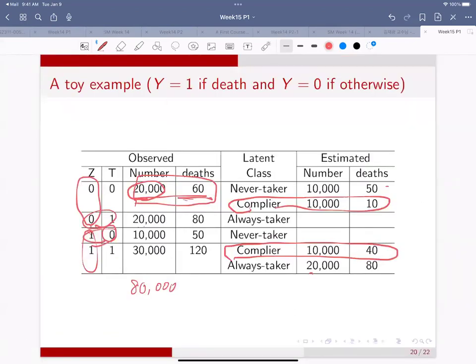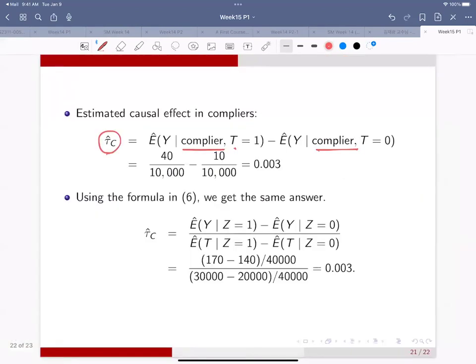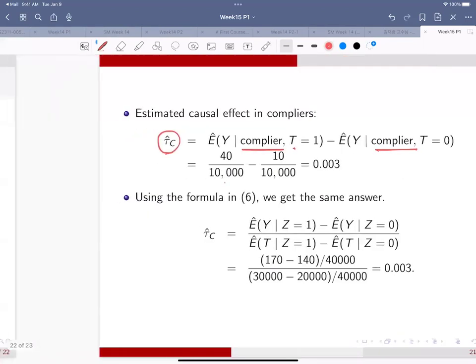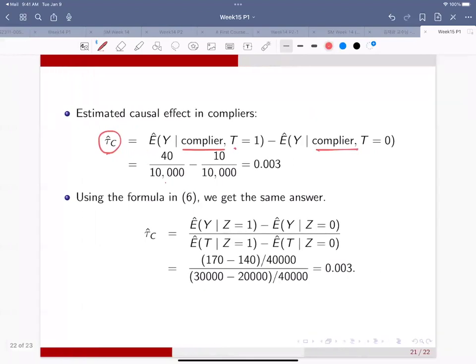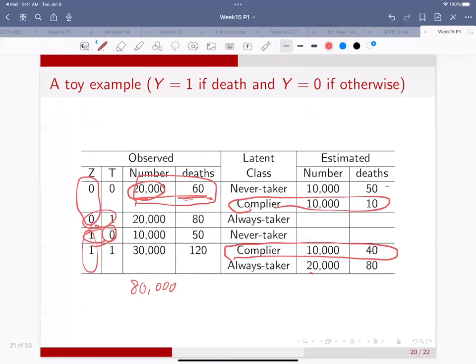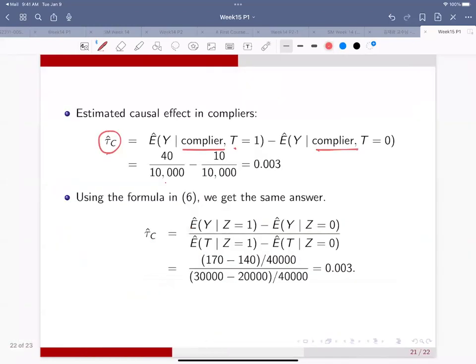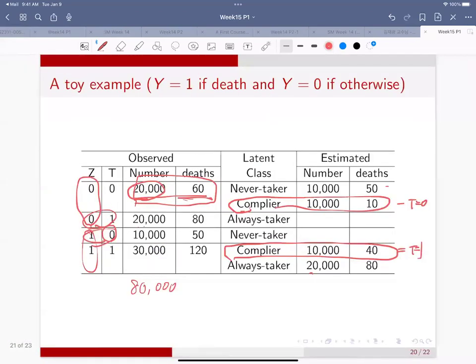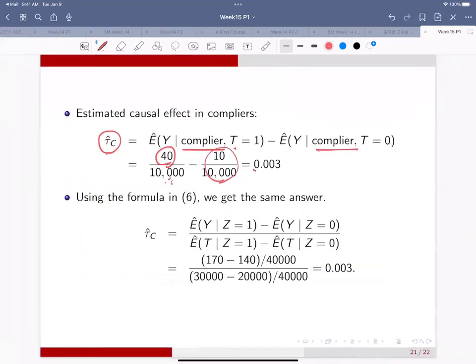So the complier, this is T equals 0, T equals 1. Among the compliers, T equals 1, Y is 40. Complier T equals 0 is 10. So we got this one.